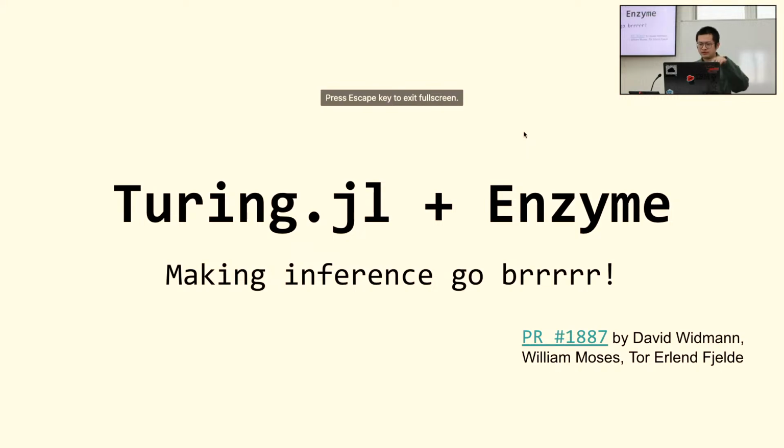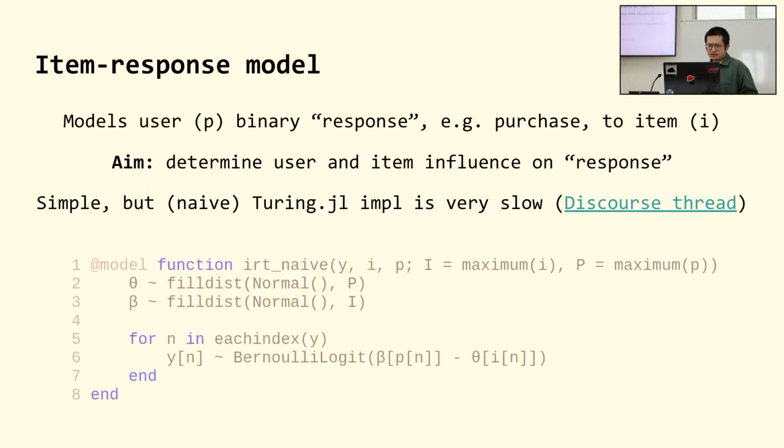Let me go back to this. I'm going to discuss two particular models: how they perform with different AD backends and the reason for the difference. The first model is this item response model, where your data is different users purchasing different items or not, and you want to use that to infer the users' preferences as well as the items' popularity, which might be useful to recommend new items to users, and so forth.